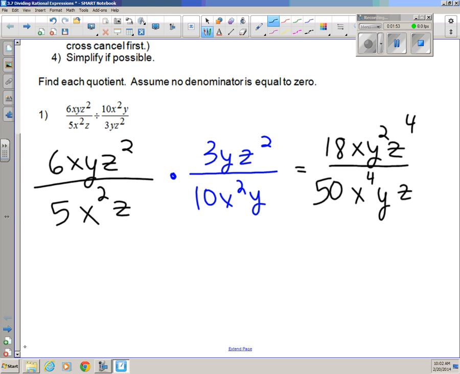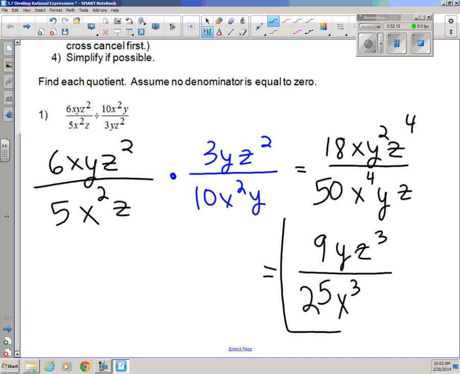So now I've got monomials on top and bottom, and all I need to do is simplify the fractions. I know that both 18 and 50 are divisible by 2. So 2 goes into 18 9 times, 2 goes into 50 25 times. There's more x's on the bottom by 3. There are more y's on the top by 1, and there are more z's on the top by 3. So your final answer when dividing these two monomials is 9yz cubed over 25x cubed.